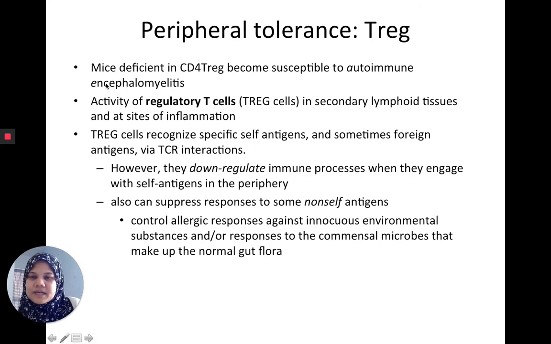So what people noticed was that mice that are deficient in CD4 Tregs become very susceptible to autoimmune encephalomyelitis, a type of autoimmune disease. And the activity of regulatory Tregs is usually in the secondary lymphoid tissues and sites of inflammation. So the Tregs will recognize the specific self-antigens, and they also recognize some foreign antigens through T-cell receptor interactions. But when they recognize these self-antigens, or even some foreign antigens, they downregulate the immune process. They don't ramp up the immune process. So this is what is called suppression. So it suppresses the immune response. And this also is important when you think about allergies, because allergies is when our immune system overreacts.